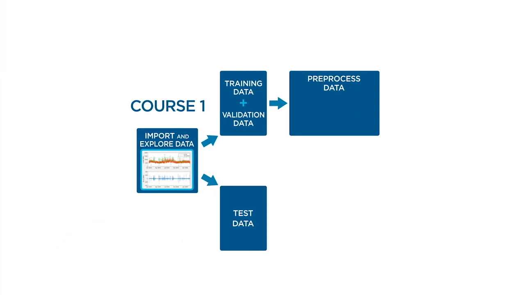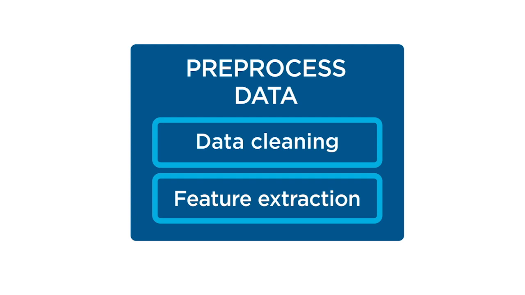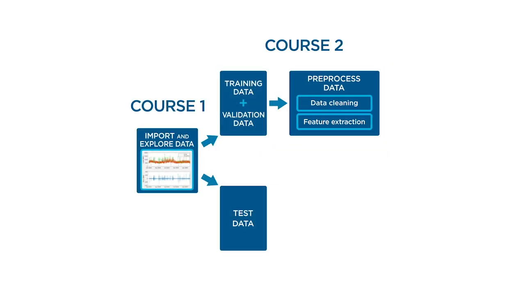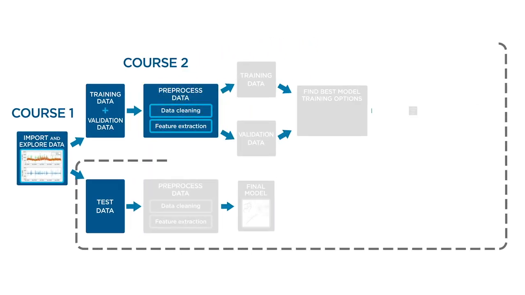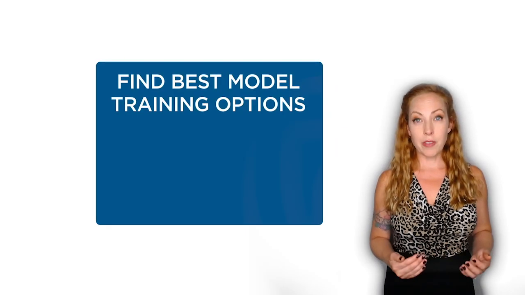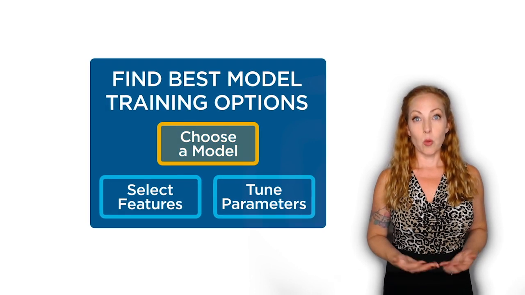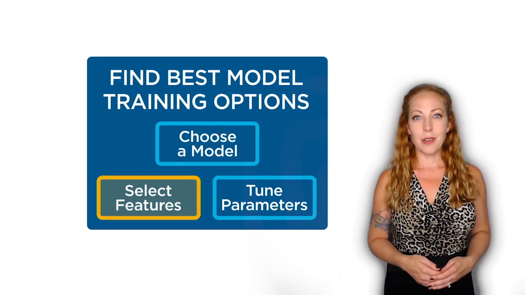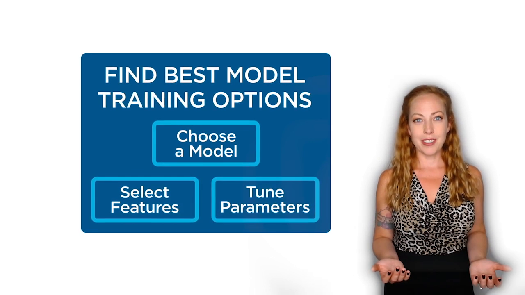Next, you pre-process the combined training and validation data. This includes tasks like cleaning and creating new features, skills you learned in course two of this specialization. Once you've prepared your data, it's time to start the process of supervised machine learning, the focus of this course. When trying to find the best model, you'll need to try a variety of approaches. Which type of model should you use? What features are important? How do you find the optimal model parameters?